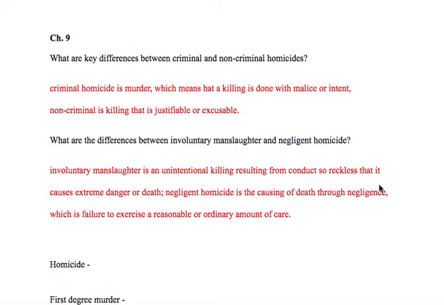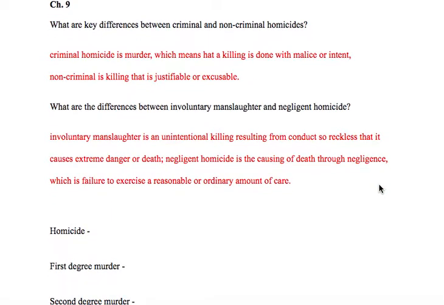Chapter 9. So what are key differences between criminal and non-criminal homicides? So this is a chapter about crimes against people. Criminal homicide is murder, which means that the killing is done with malice or intent. You wanted to do this. You had some intention of doing it. Non-criminal is killing that is justifiable, excusable, maybe done by a police officer, army, self-defense, things like that.